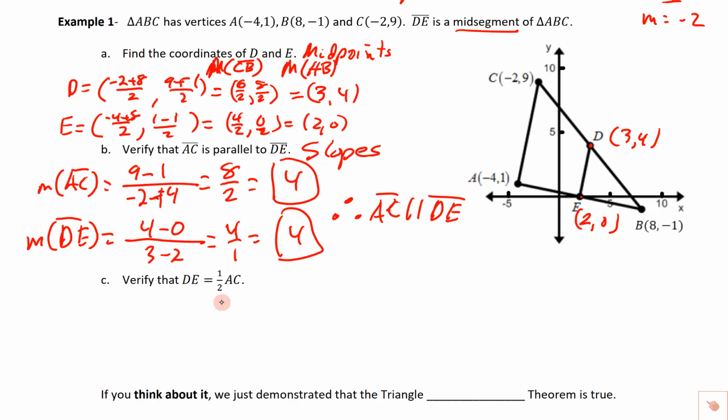Okay, next, verify DE is exactly half the length of AC. So now we have to check lengths. I don't remember who said that, but now we're going to have to check lengths. So let's find the length of AC. The distance is going to equal a big square root. And from A to C, I'm going to do 9 minus 1 quantity squared plus -2 minus minus 4 quantity squared.